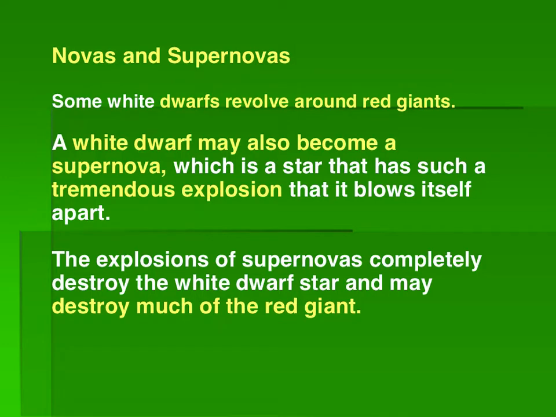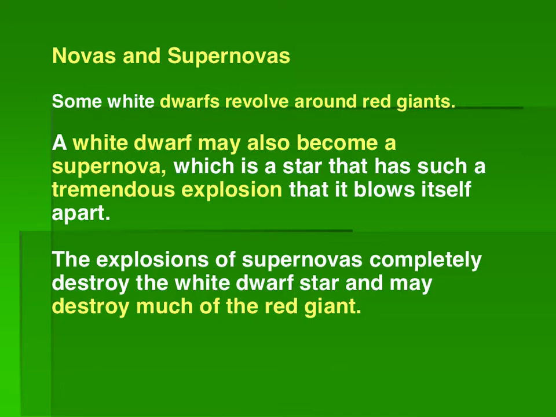So some white dwarfs revolve around red giants. These are kind of cool. There are things called binary stars, which are a little bit different, where two stars revolve around each other. But the more interesting thing, and maybe you've heard of these, is called a supernova. A supernova is a star that's had a tremendous explosion that's blown itself apart, essentially, so the true death of the star happens here. The explosions of supernovas can destroy the white dwarf and much of that red giant that might be nearby as well. And of course, any other planets or celestial objects nearby can get destroyed too.